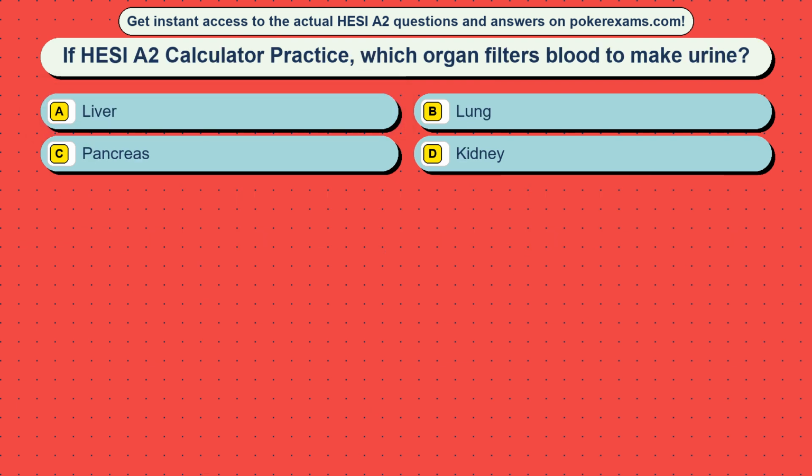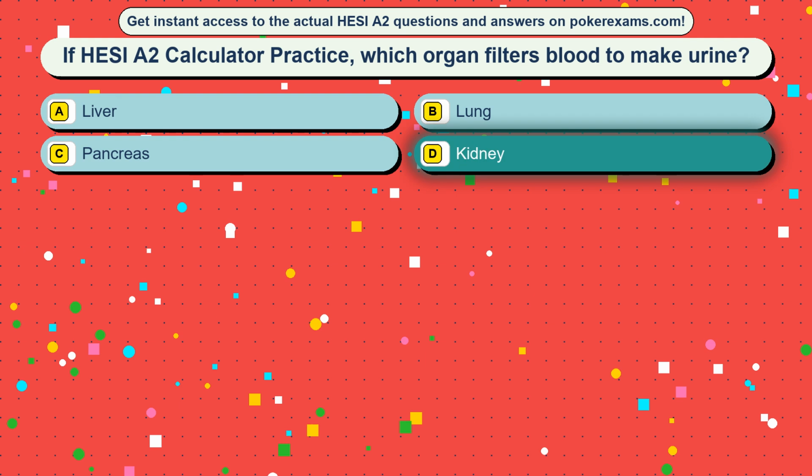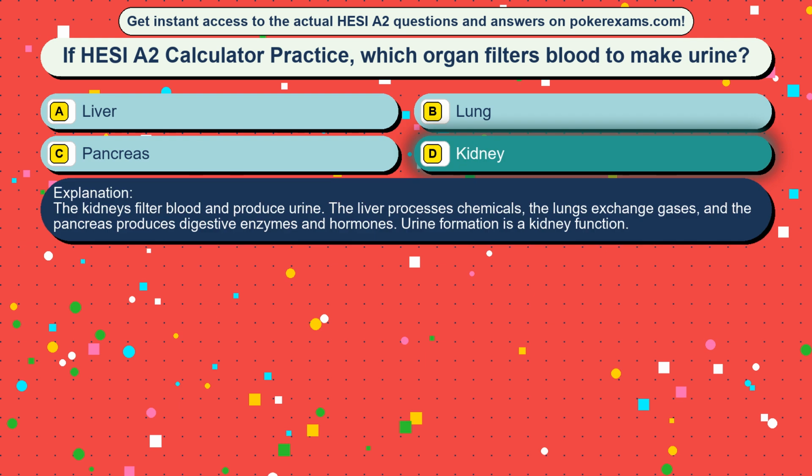Question 10. If HESI A2 Calculator Practice, which organ filters blood to make urine? Option A liver, option B lung, option C pancreas, option D kidney. The correct answer is option D, kidney. The kidneys filter blood and produce urine. The liver processes chemicals, the lungs exchange gases, and the pancreas produces digestive enzymes and hormones. Urine formation is a kidney function.